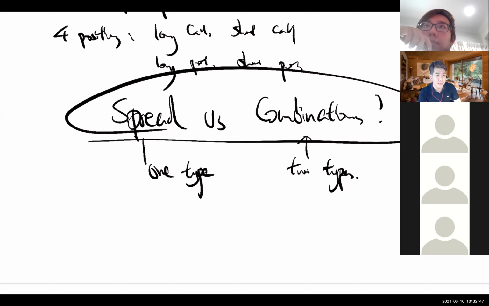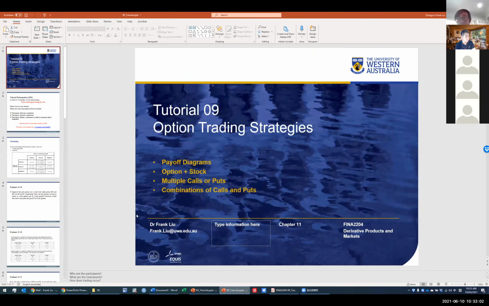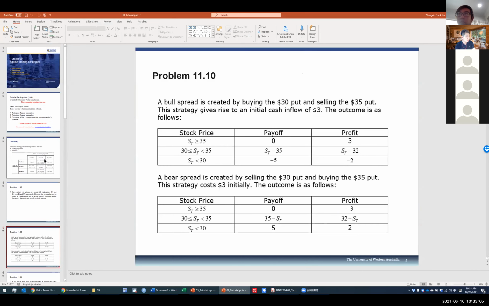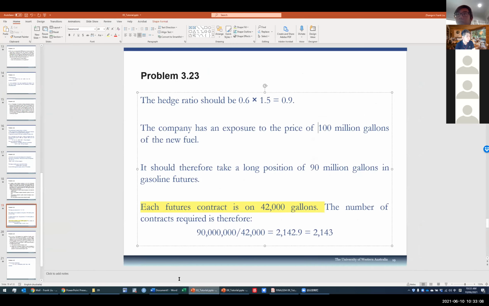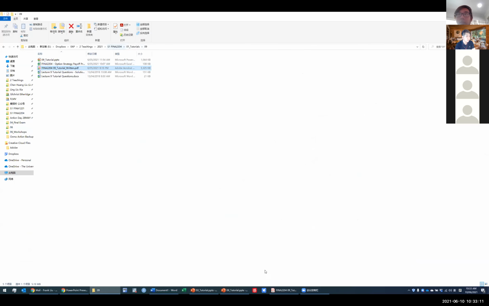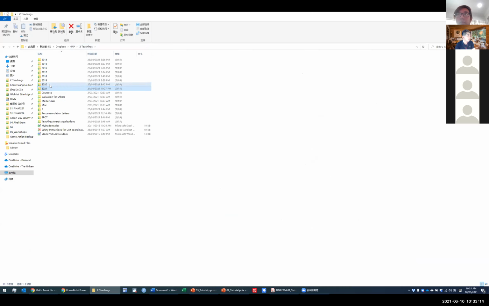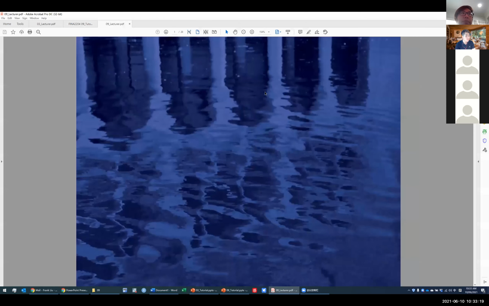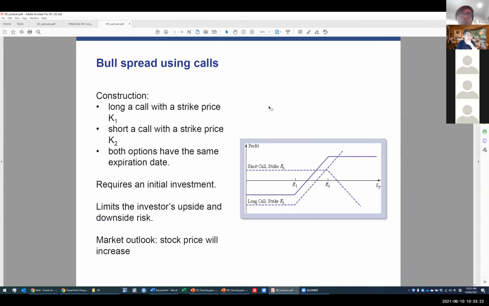It doesn't matter what you create, you can name it, as long as you know what you're doing. That's it. So let's go back to the lecture note such that we can take a look at one example. Let me just use my old lecture note. There we go. So for example, the question a student asked me was, for example, if you are doing a bull spread using call options.